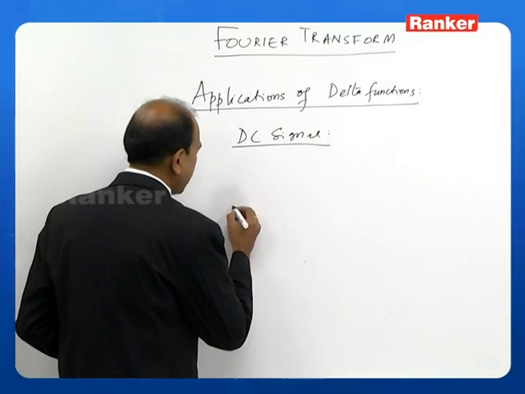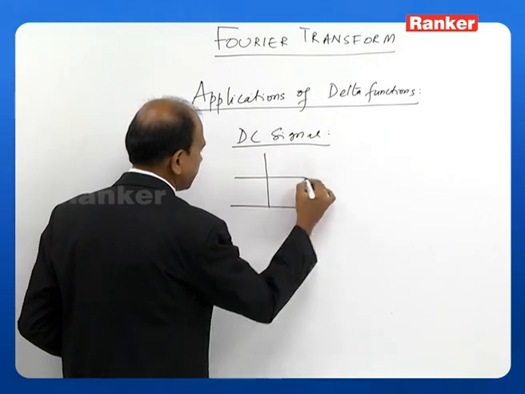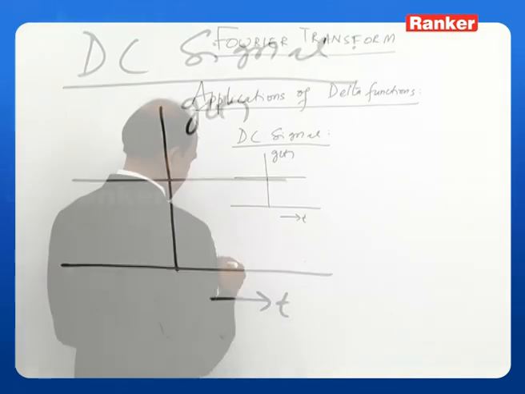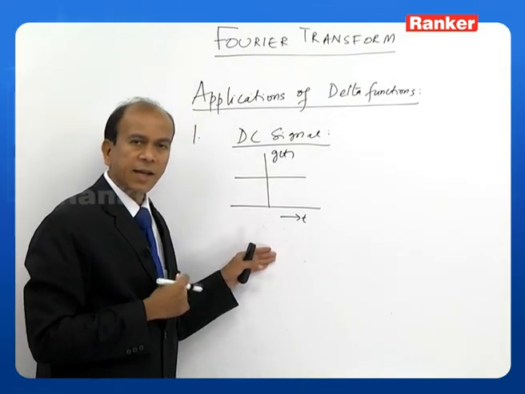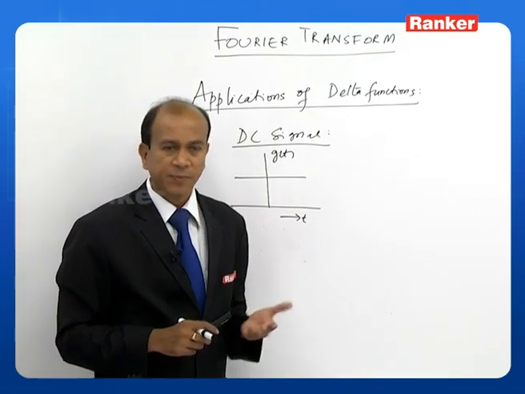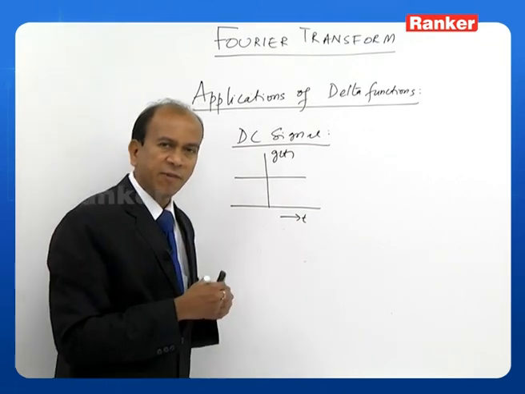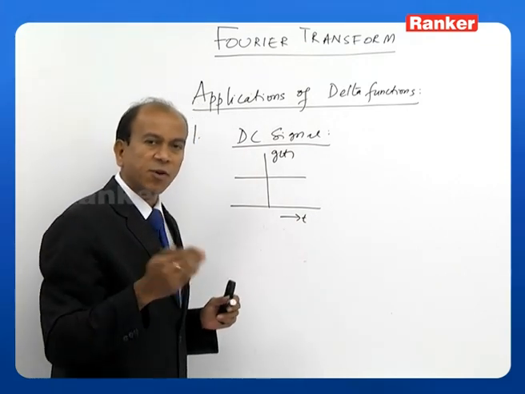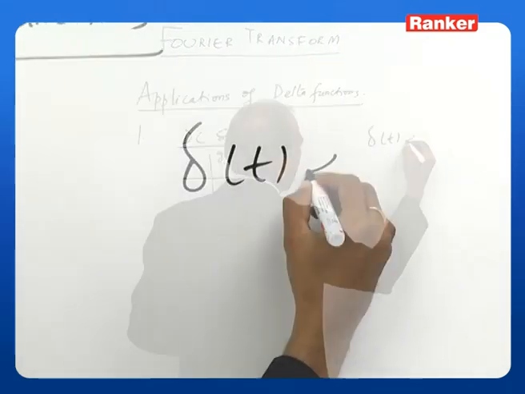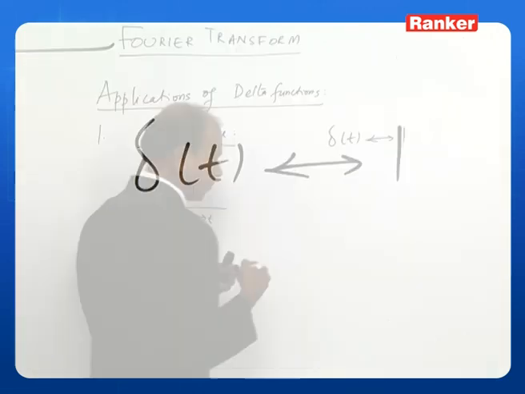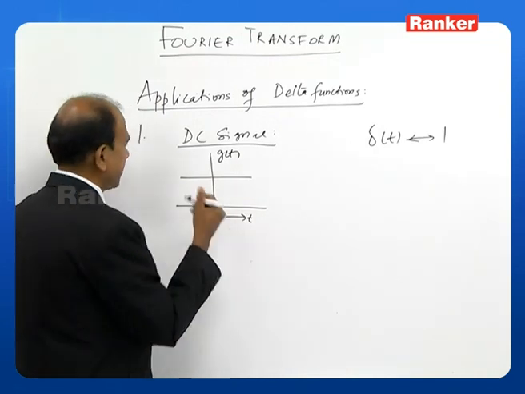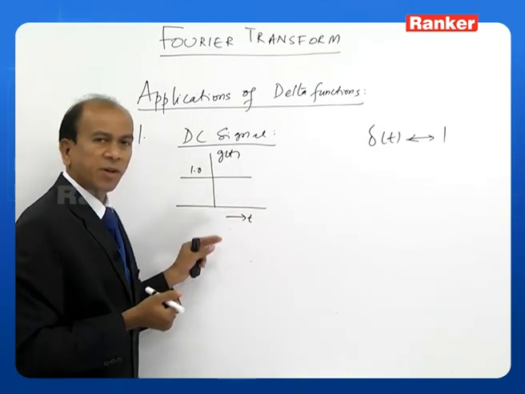How does a DC signal look like? This is our DC signal. Let us say this is my g of t. We want to know what is the frequency spectrum of this. When we look at this type of function, we should remember what we have seen earlier: what is the Fourier transform of a delta function? Delta of t will have a Fourier transform which is equal to 1. Now, this is 1 for us. So, this is what is given in time domain.